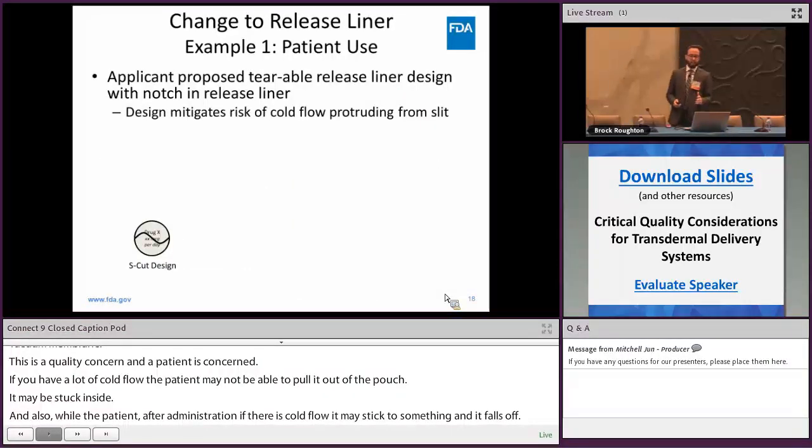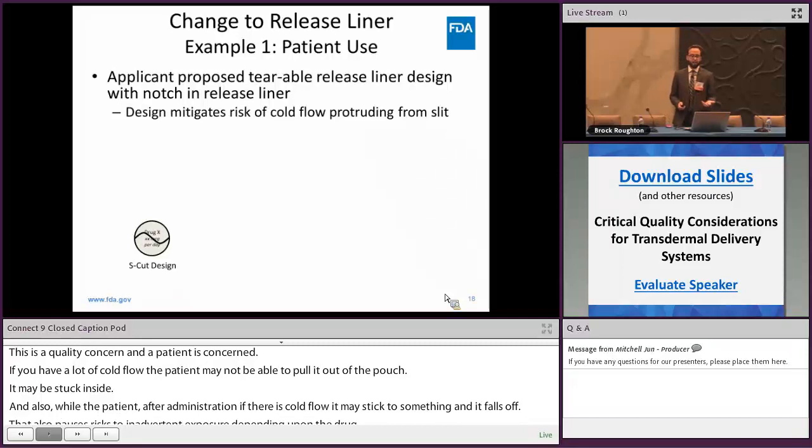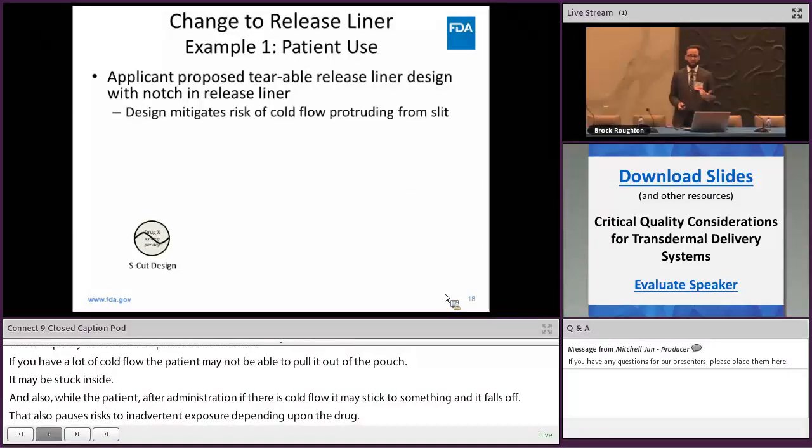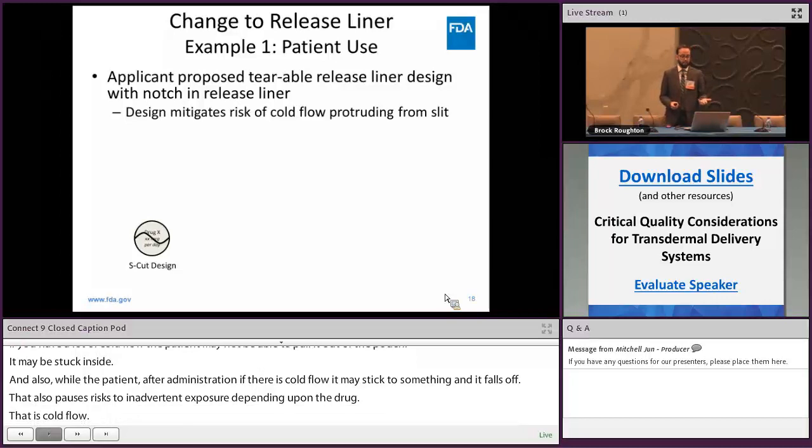So now let's look at example 1. In this, during development, the applicant had noticed that there was a lot of cold flow from their product, especially coming from the release liner slit. They were using this S-cut kind of design.